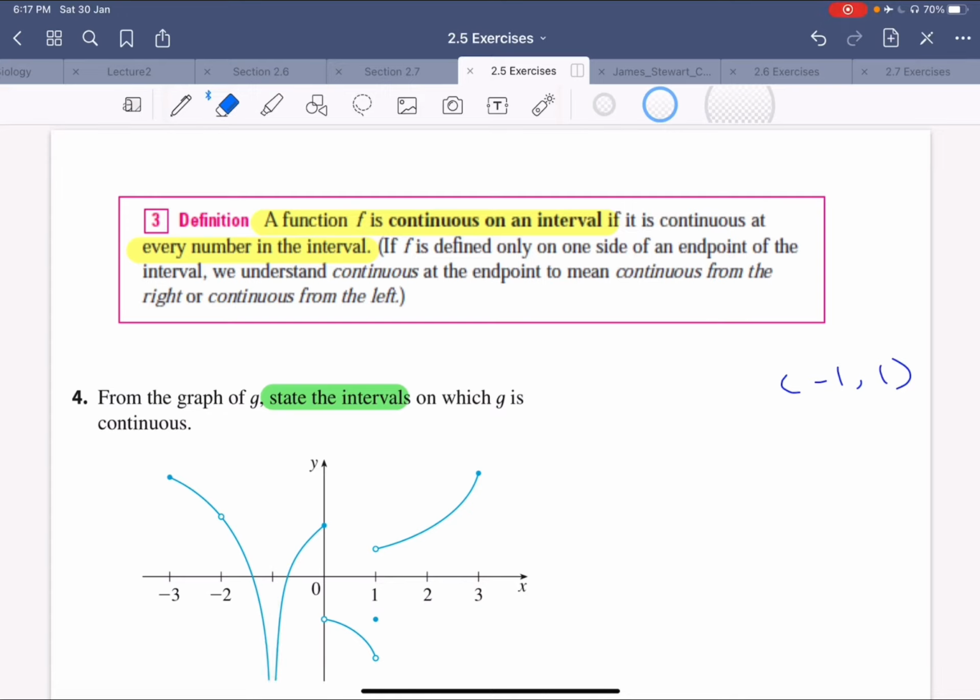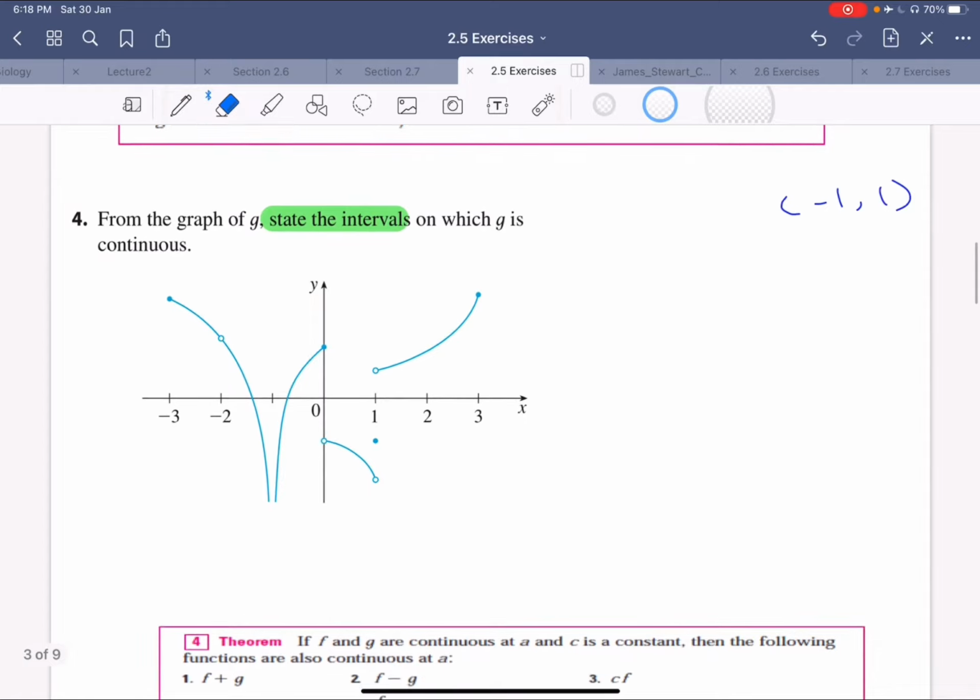So basically definition 3 is that the function is continuous on an interval. It says if f is defined only on one side of an endpoint of the interval, we understand continuous at the endpoint to mean continuous from the right or continuous from the left. So if the function is continuous only either from the right or from the left, we cannot say it is continuous on the whole interval. We have to say it's continuous from the right or continuous from the left. So here we have the first question.